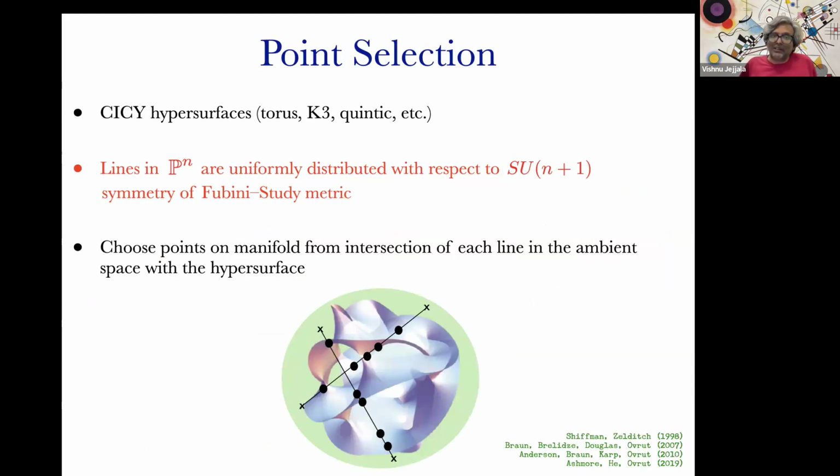by picking lines in P^n and seeing where these lines intersect the hypersurface. So the points are selected with respect to the ambient space Fubini-Study metric, and then we draw lines between pairs of points, choose a point where it intersects, and then we choose a collection of these points. And we use this for training, and we use a complementary set for testing. So Shiffman and Zelditch developed this basic idea for point selection on Calabi-Yau.